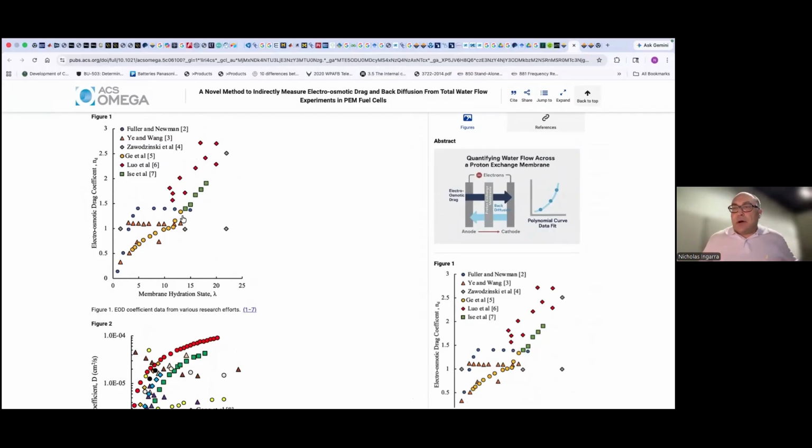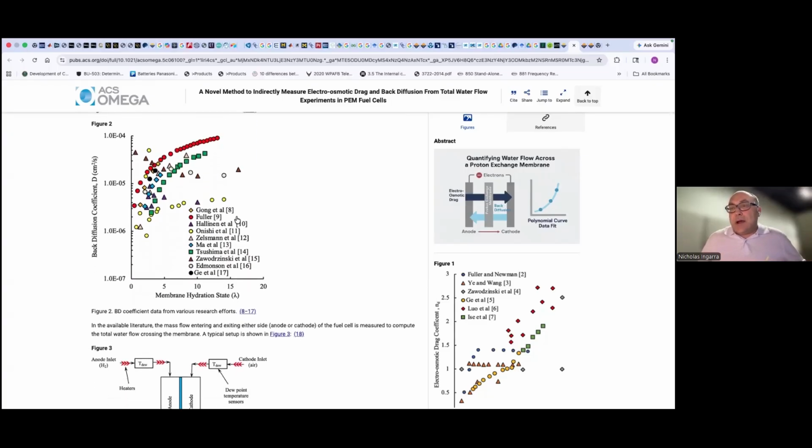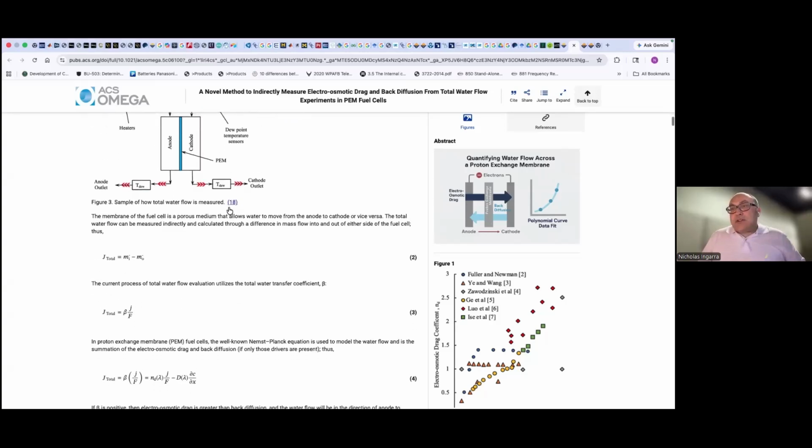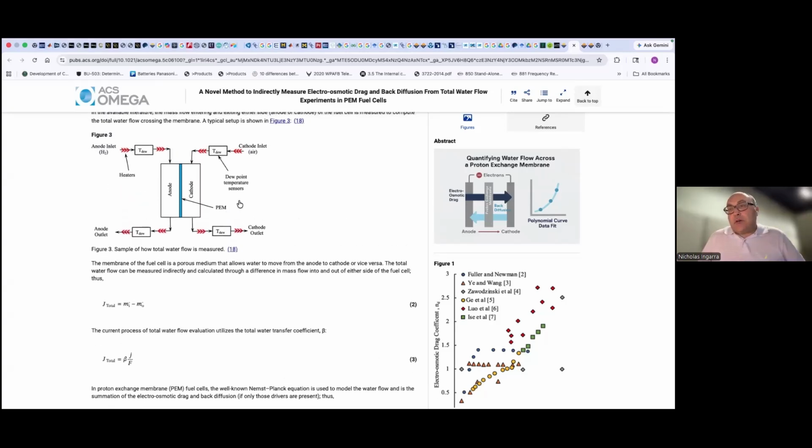There are several different models, and they're all over the map. It's like asking three people what 2 + 2 is and getting completely different answers. So I had to find a way to decipher which one of these is actually correct. The back diffusion is the same way. There are so many inconsistencies with all these models. Which one is correct? I don't know. Part of the issue comes about when you measure the water flow across the membrane of the fuel cell. You're measuring it indirectly.